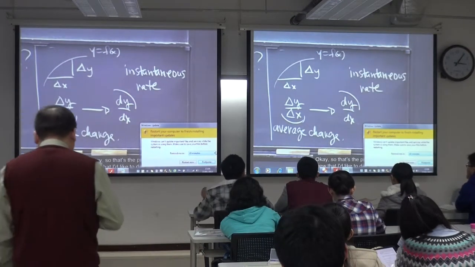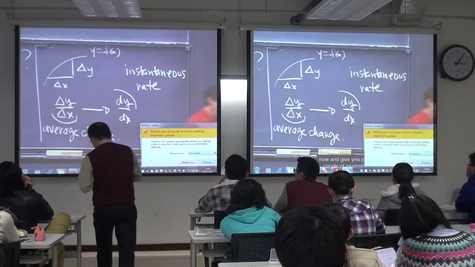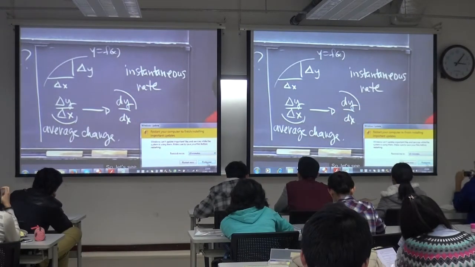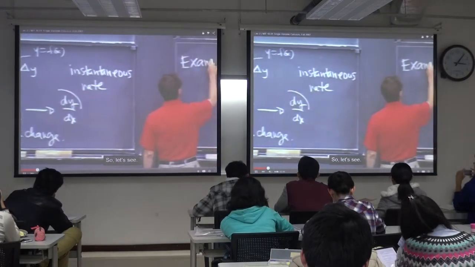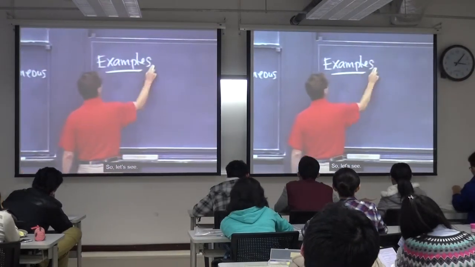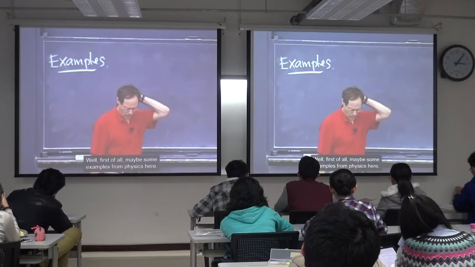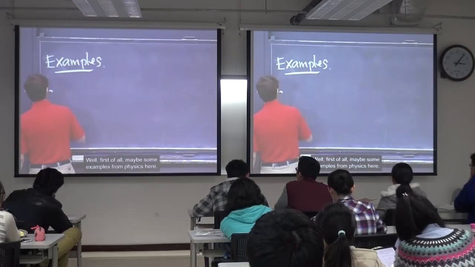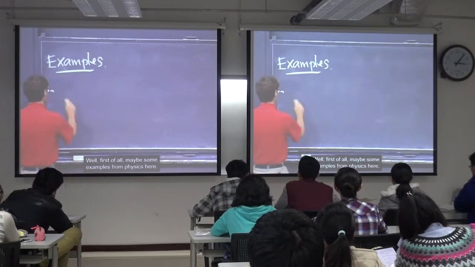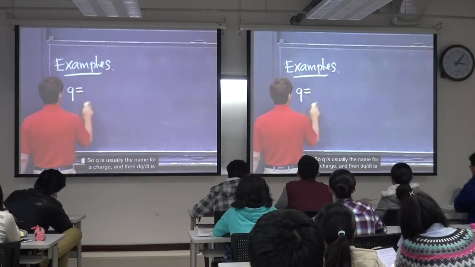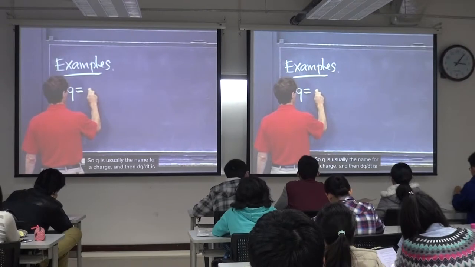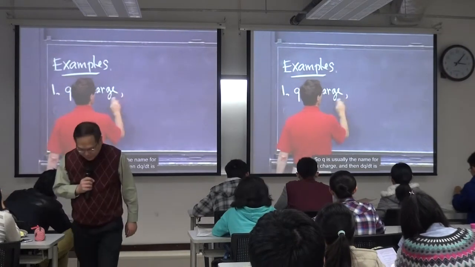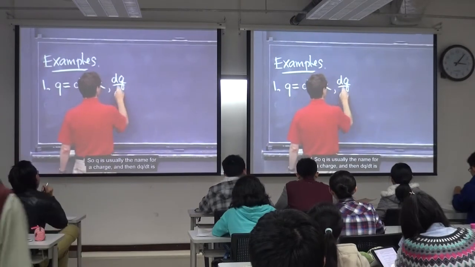Okay, so that's the point of view that I'd like to discuss now and give you just a couple of examples. So let's see. Well, first of all, maybe some examples from physics here. Q is usually the name for a charge. And then dQ/dt.